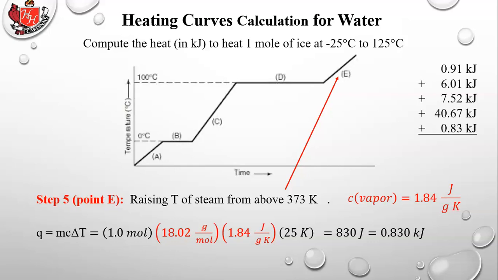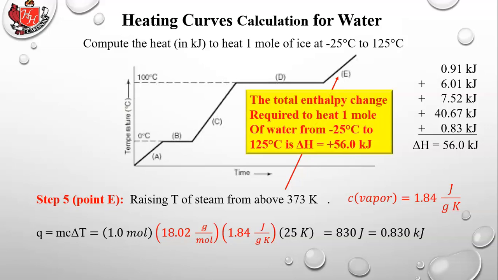So now we add that to our total, and now we're ready to total all of the heat energy that we put in, and that turns out to be 56 kilojoules of heat energy. So know how to interpret this. The total enthalpy change, and I haven't introduced you to that word, you will be in the next unit. It again means heat. Enthalpy is a chemistry word for heat. The total enthalpy change required to heat 1 mole of water from negative 25 degrees centigrade to 125 degrees centigrade is delta H equals 56 kilojoules.